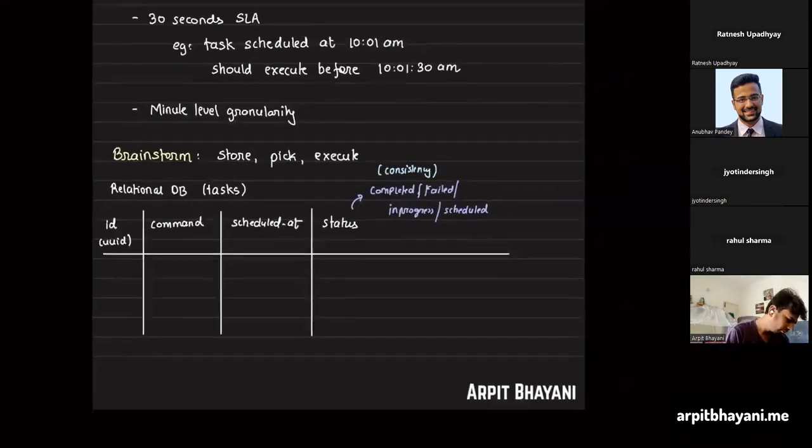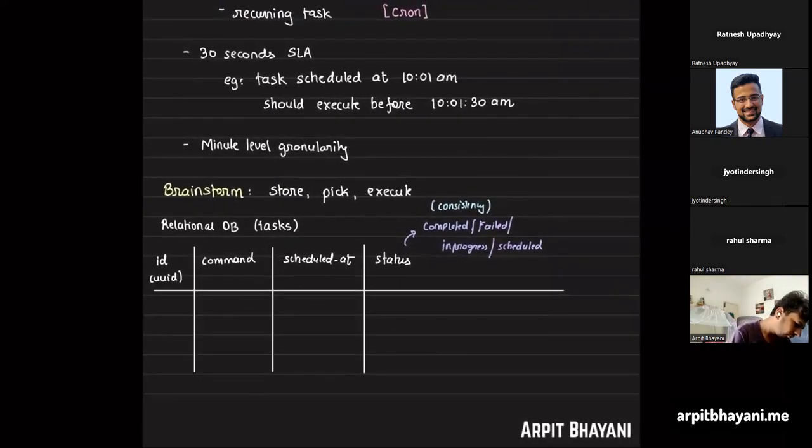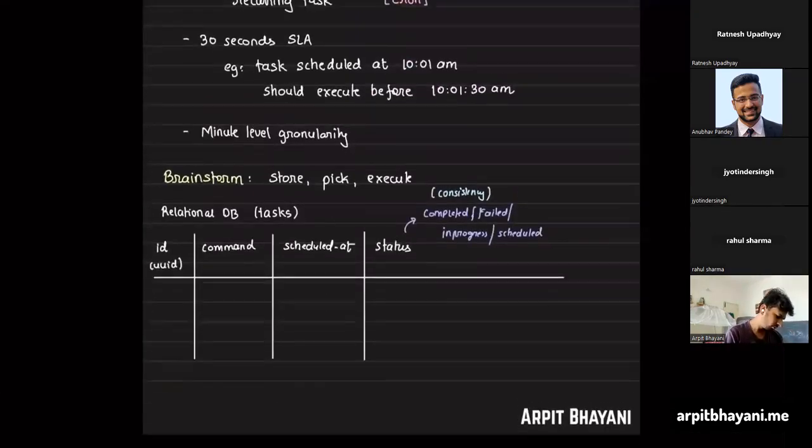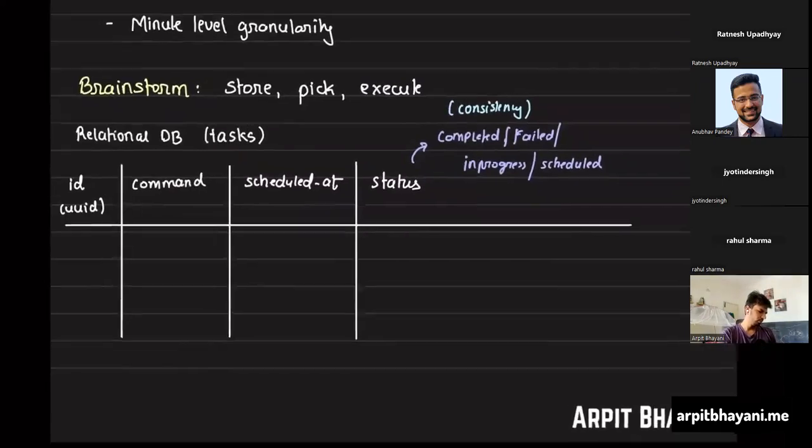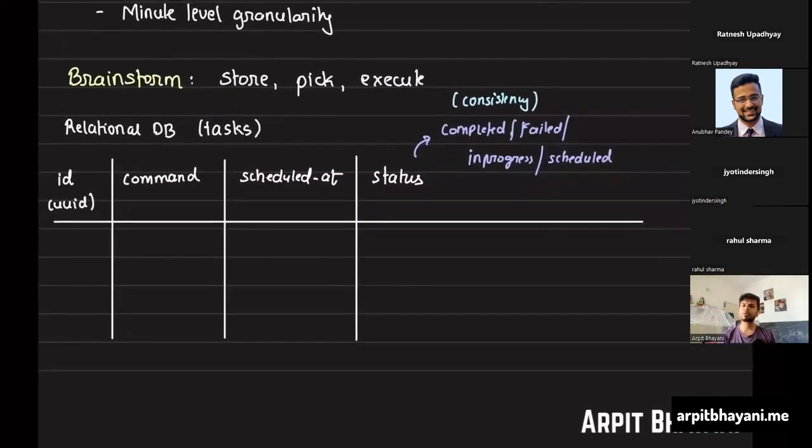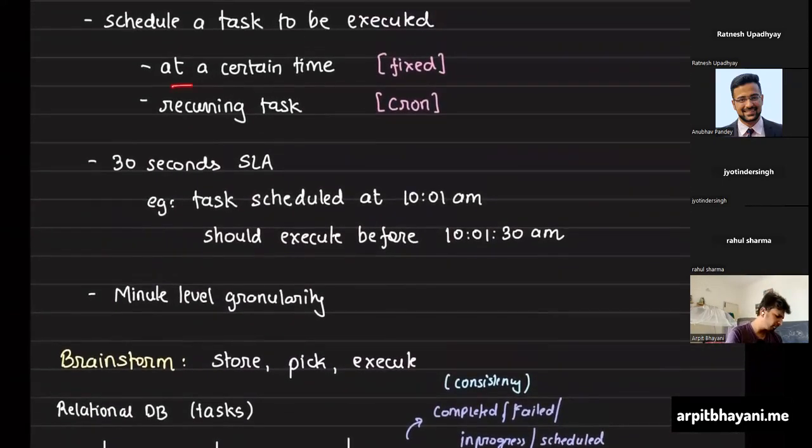Yeah, apart from this, I think we also need to have a column for the frequency. No, we are not. We are just doing one-time execution. You don't need frequency. Okay. So we are not doing recurring at the moment.